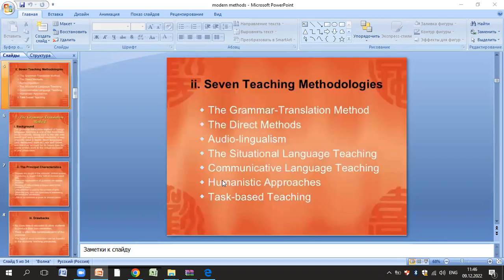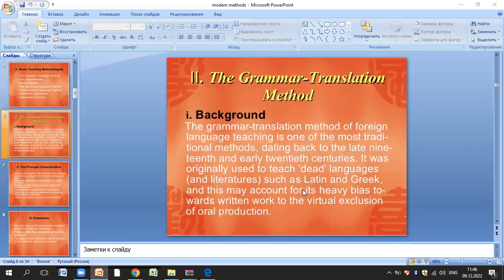Seven teaching methodologies: the grammar translation method, the direct method, audiolingualism, situational language teaching, communicative language teaching, humanistic approaches, and task-based teaching. The grammar translation method of foreign language teaching is one of the most traditional methods, dating back to the late 19th and early 20th centuries. It was originally used to teach dead languages and literatures such as Latin and Greek, which accounts for its heavy bias towards written work to the exclusion of oral production.